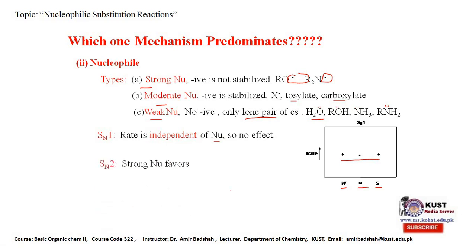In the case of SN2, a strong nucleophile will mostly favor the SN2 mechanism, as shown here. If a nucleophile is weak, then the rate of the SN2 mechanism will be slow, but if it changes from weak to moderate and from moderate to strong, the rate of the SN2 reaction will increase.